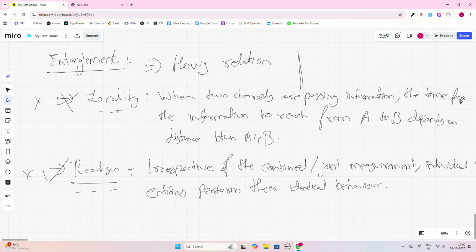For realism, they consider that for locality not to work, realism should not be there. If realism is there, then locality will also be preserved. So if realism is preserved, then locality is preserved. But locality is broken, right? So scientists are considering that realism also can be broken or something like that.